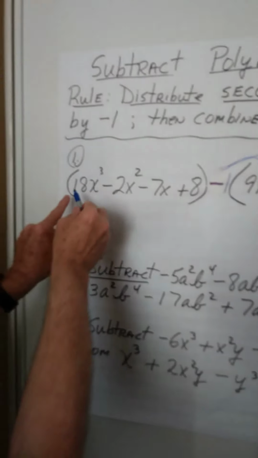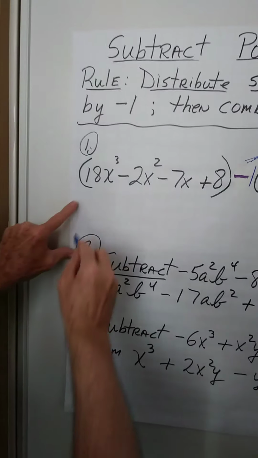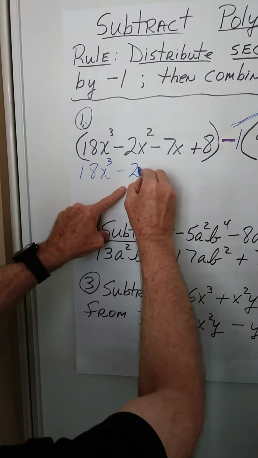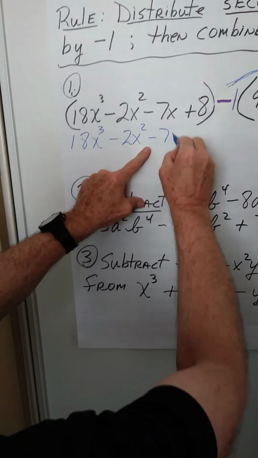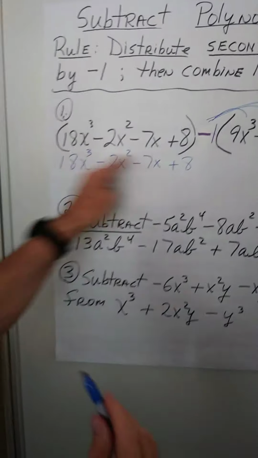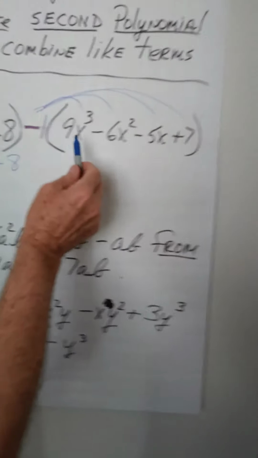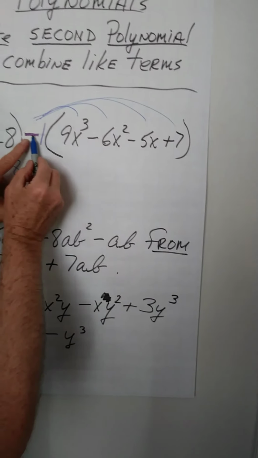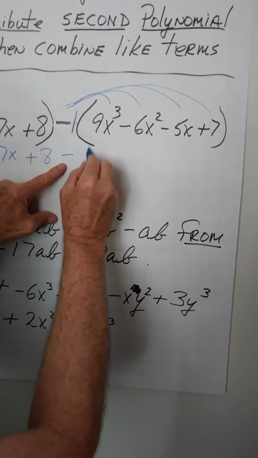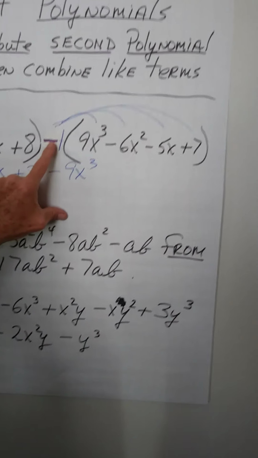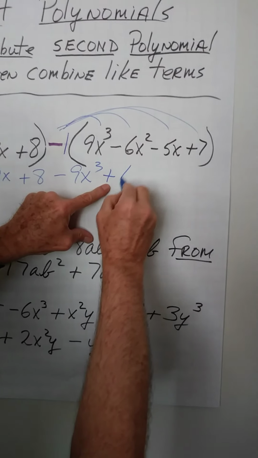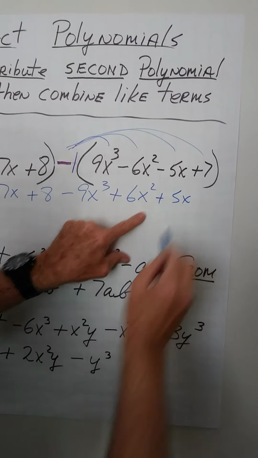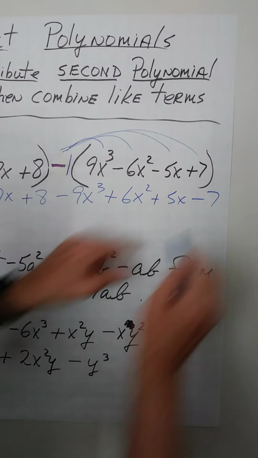Let's do this. Bring down every term of the first one. Just bring it right out of the house. 18x cubed minus 2x squared, negative 7x, positive 8. Nothing changes in the first one. The second one, we distribute each term of the second polynomial by a negative 1. Negative times positive, negative 9x cubed. Negative times negative, a positive 6x squared. Negative times negative, a positive 5x, and negative times positive, a negative 7.